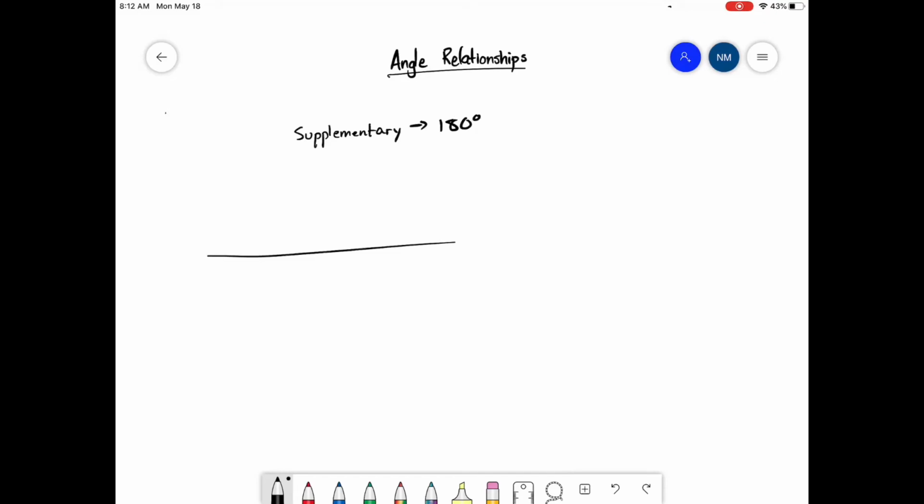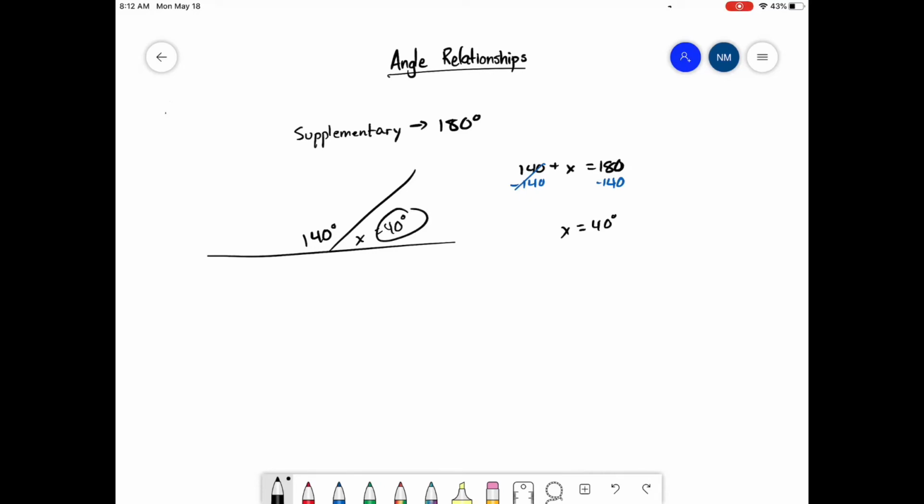So if we have an angle and we know it is 140 degrees, to find our missing angle, we simply write an equation. 140 plus x is equal to 180. Then to solve, we subtract 140 from both sides, and x is equal to 40 degrees. So that's our missing angle.